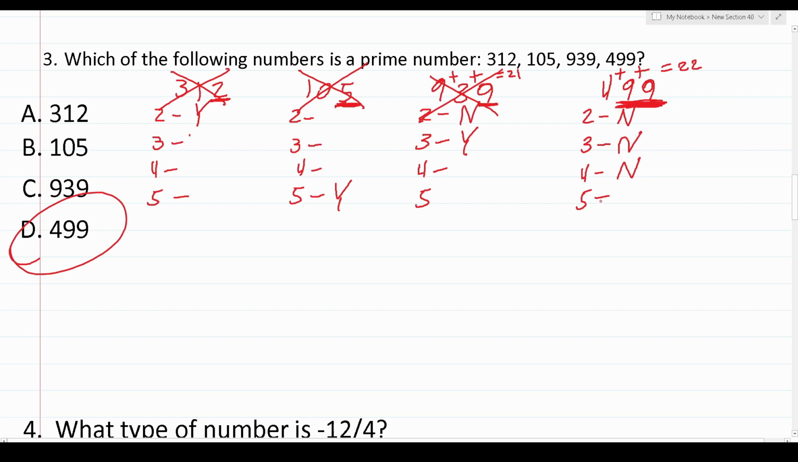And finally, let's look at 5 again. To check if a number is divisible by 5, you look at the last digit, and if it's a 0 or a 5, that number is divisible by 5. Our last digit's a 9, which is neither 0 nor 5, so we know 499 is not divisible by 5. And I'm satisfied with my divisibility checks enough to say that 499 is a prime number. So that's that one.